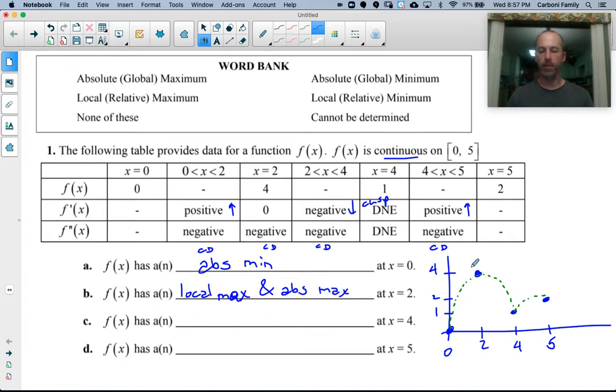At 4, my derivative changes from negative to positive at a critical number, and so that is a local minimum. Now, is it also an absolute minimum? It is not, because I definitely know that at 0, my function is lower than it is at 4. And then at 5, that is an endpoint, so the only thing 5 could possibly be would be an absolute max or min. The absolute min and absolute max have already been claimed. 5 is not as high or low as either one of those, so 5 is none of those. So there are your answers to number 1.